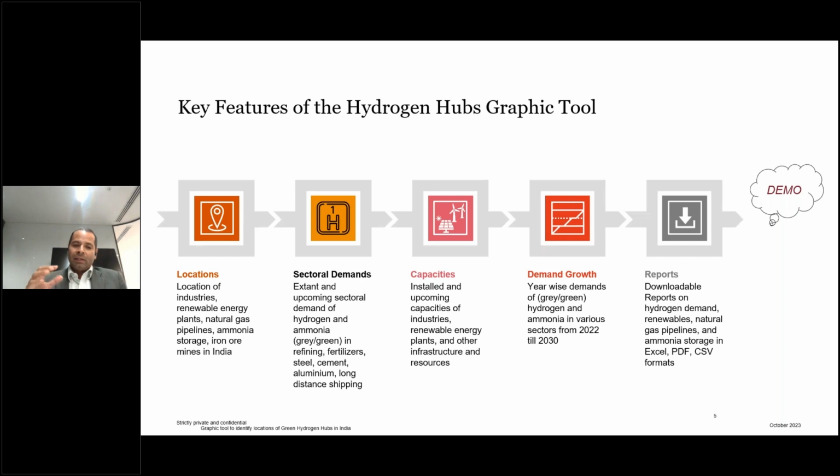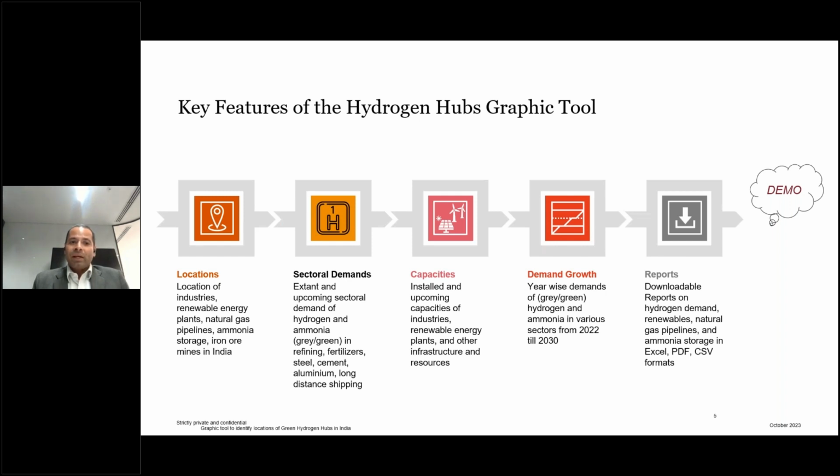So the main idea remains that wherever possible you go as close to your customer as possible. This tool maps the demand and supply considering the location of the industry, the potential of renewable energy, and natural gas pipelines, because natural gas pipelines can be repurposed to supply hydrogen as well. And then wherever we have ammonia storage facilities and ammonia consumption is considered in the location of the industry. So both of them have been considered.